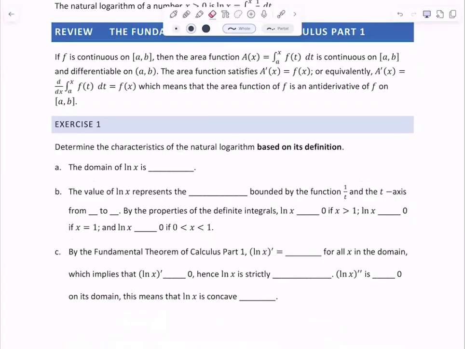So the domain of ln of x, as I mentioned, based on the definition, is all x that is greater than 0. The value of ln of x represents, so remember the area function? Okay. Let me ask you, what is the geometric interpretation of this definite integral?